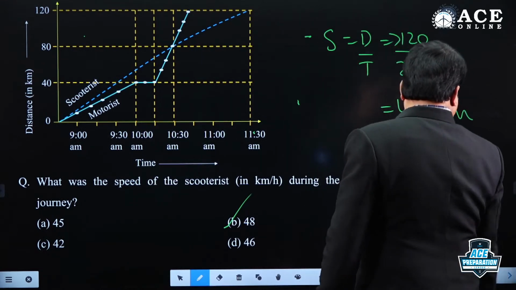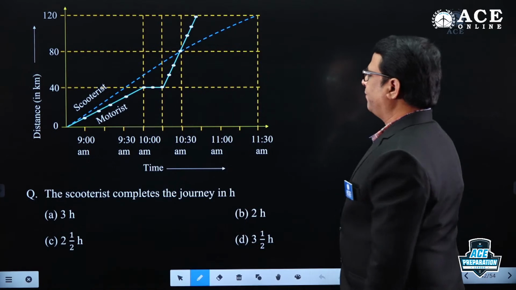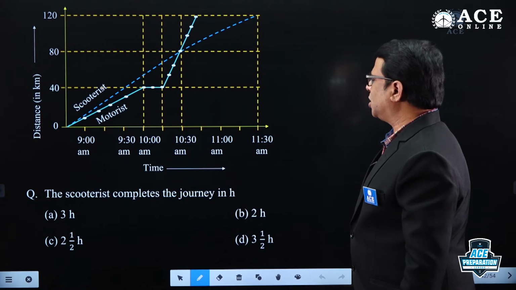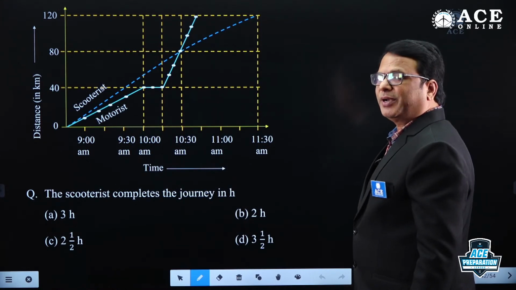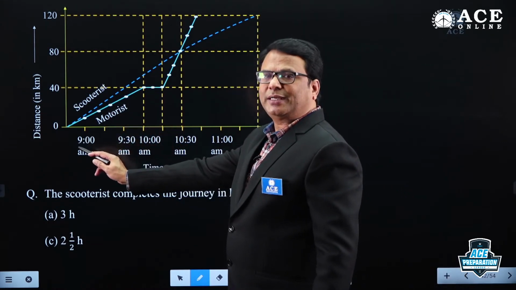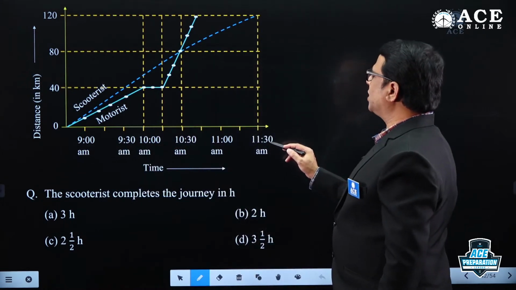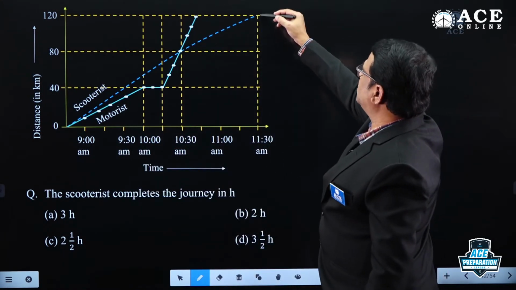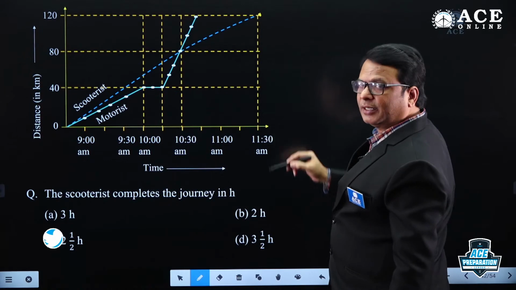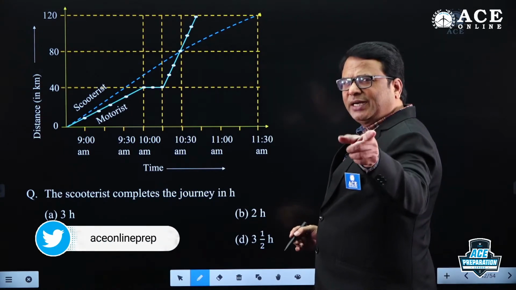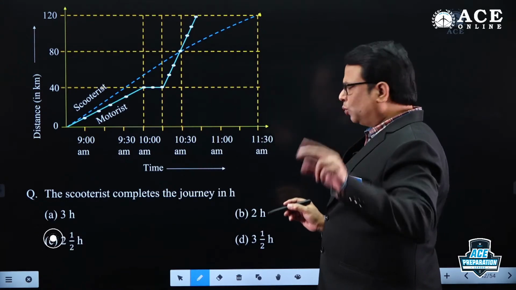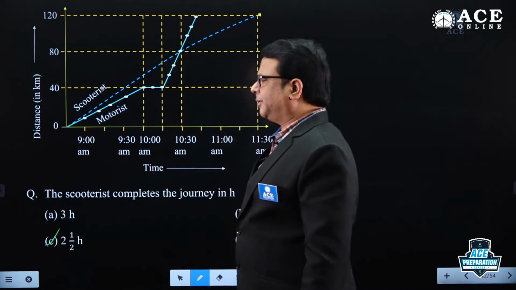Right. The next: the scooterist completes the journey in how many hours? The scooterist is starting the journey at 9 o'clock but finishing the journey at 11:30. You can see the scooterist is reaching the 120 kilometers point at 11:30. So totally he is taking 2.5 hours. So the answer should be C.